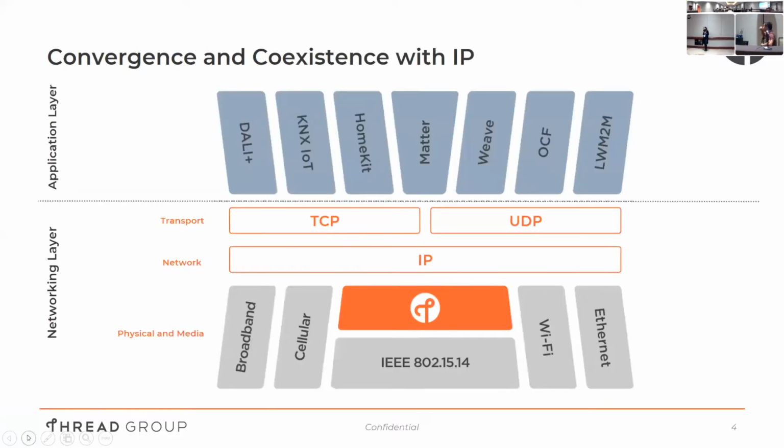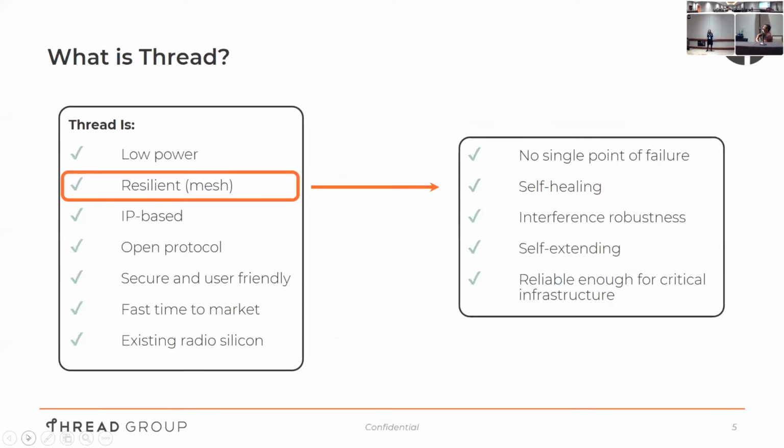This is the stack diagram to show where Thread fits into the overall picture. You see we have Matter up at the top, but really Thread is application layer agnostic. So any IP-based application layer can work with Thread, and Thread is the network transport. Moving on, I'm going through these quickly because I think everybody here is very familiar with Thread. When we launched Thread, these were the key messages, and they still stand today about the key capabilities: low power, resilient, IP-based, and open protocol, secure, while also user-friendly.